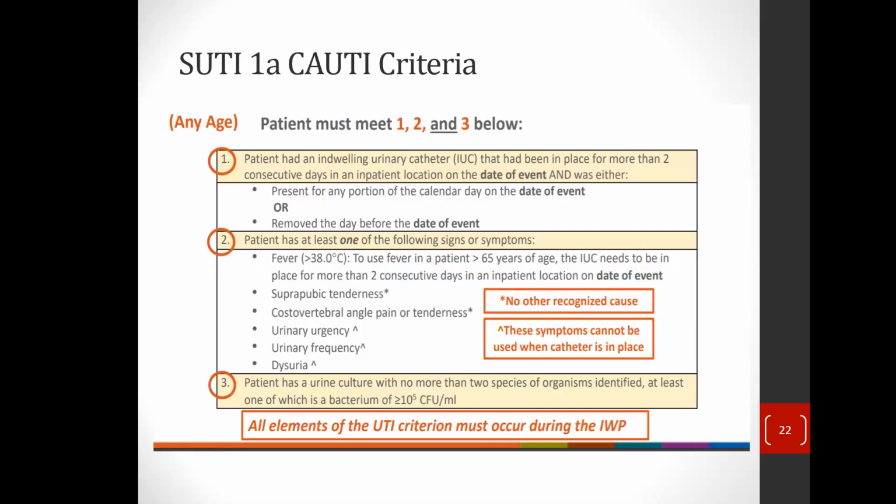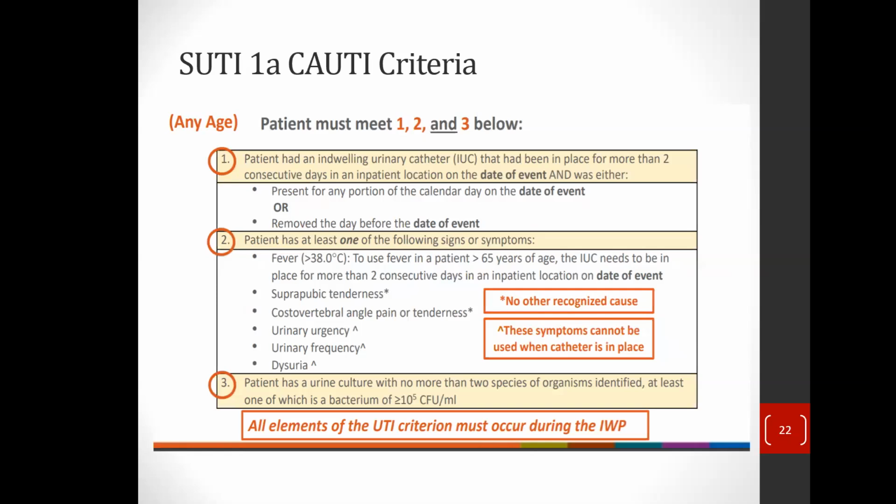It's the one where they have a symptomatic urinary tract infection and they do have a catheter in place. So we're going to break down this definition and define what you have to have in order to say that they meet the SUTI 1A criteria. The patient must meet 1, 2, and 3 below. So let's look at the first section.